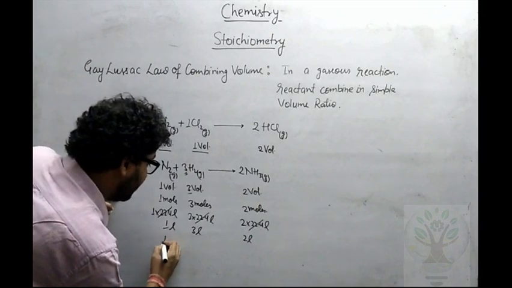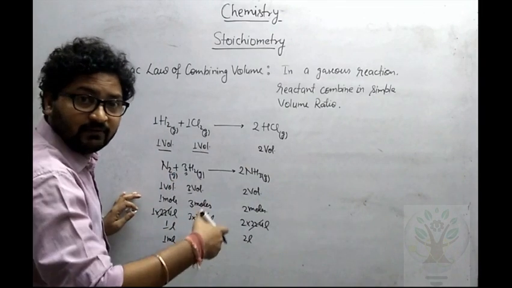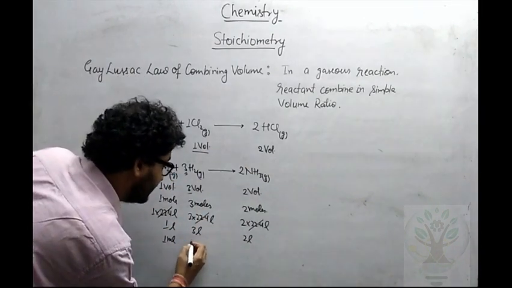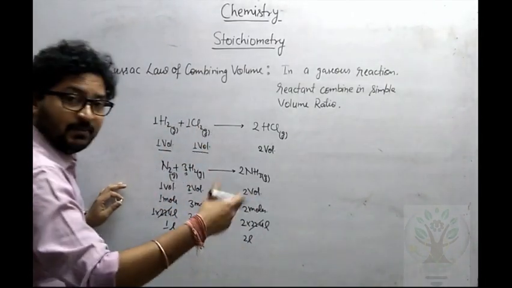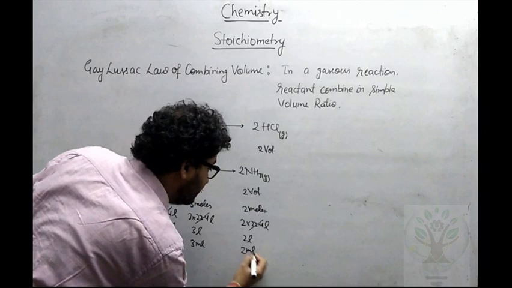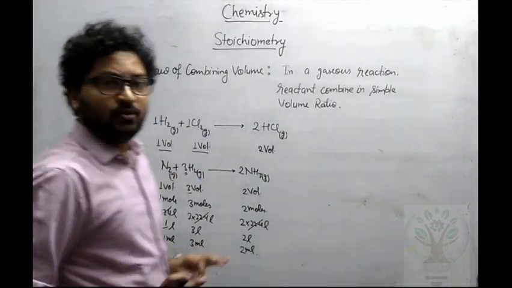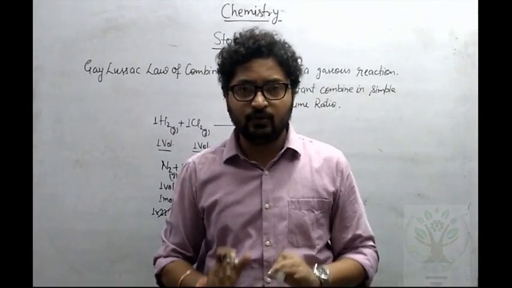Or let's say we have 1 ml. So 1 ml of N2 will react with how many ml of H2? 3 ml of H2. And how many ml of NH3 will be formed? 2 ml. You're getting this thing. So this is your gaseous law of combining volume.